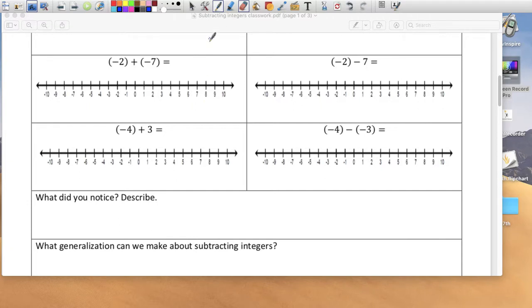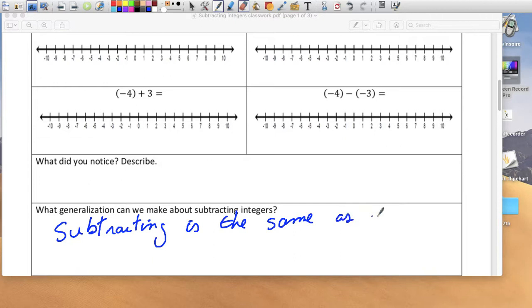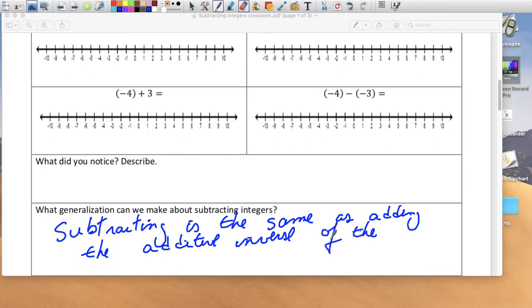So the generalization, I guess I can go straight to generalization, is that subtracting two integers is the same as adding the additive inverse, which means the opposite, right? The additive inverse of the second addend, of the second number. I'm just being fancy with my vocabulary for no reason. All right, subtracting is the same as adding the additive inverse of the second addend.